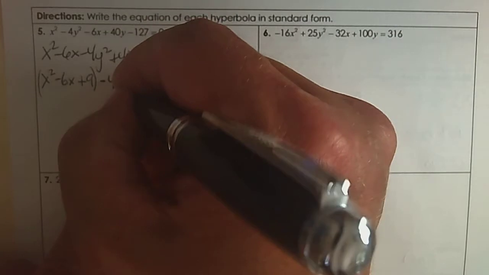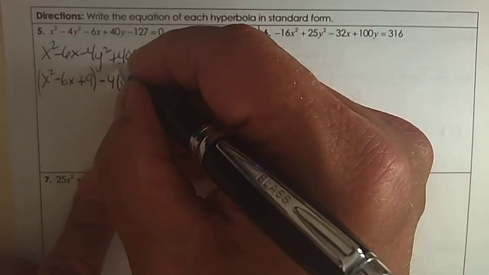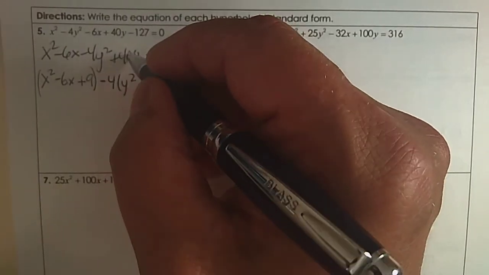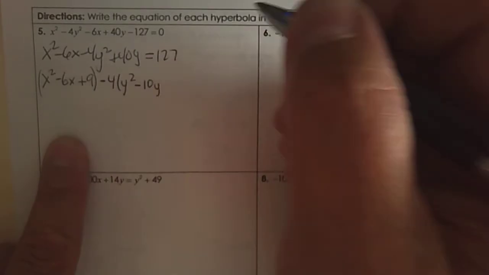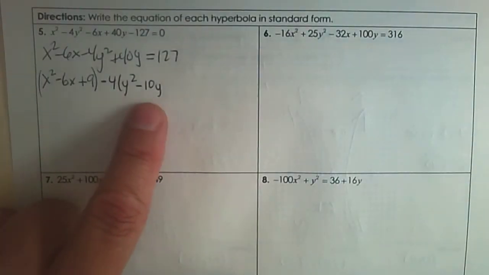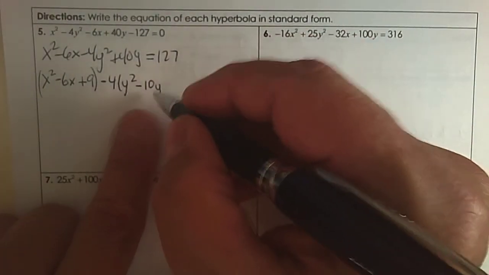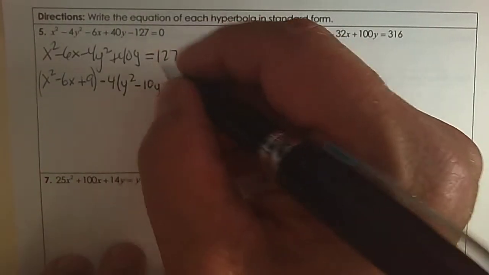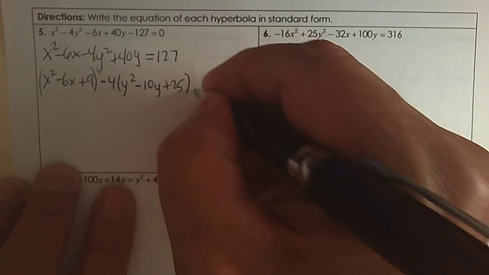So we need to factor out the negative 4. And be careful when you factor out a negative number, because it's going to change the sign of the linear coefficient that you're factoring. So when you go 40 divided by negative 4, that's going to be a negative 10. It changes the sign. Now we're going to complete the square quickly for y. So to complete the square again, we divide by 2 and square it. So negative 10 divided by 2 is negative 5, and squared is 25.